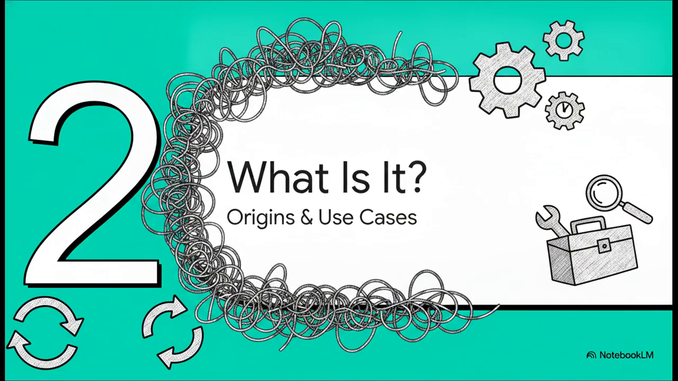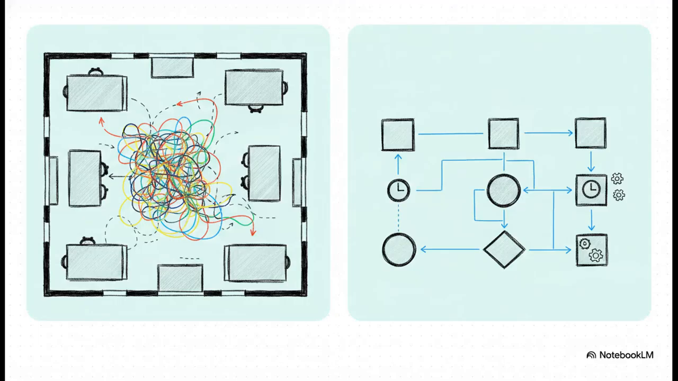Moving right along to Section 2, what is a spaghetti diagram? Origins and precise use cases. Okay, so it's super important to know exactly when to pull this specific tool out of your process improvement toolkit to save your team time and energy. There's a really clear delineation here. If your goal is to understand physical travel distance and layout bottlenecks, the spaghetti diagram is absolutely your go-to. On the flip side, if you're tracking logical sequences and lead times, then you'd use a value stream map. They answer fundamentally different questions.